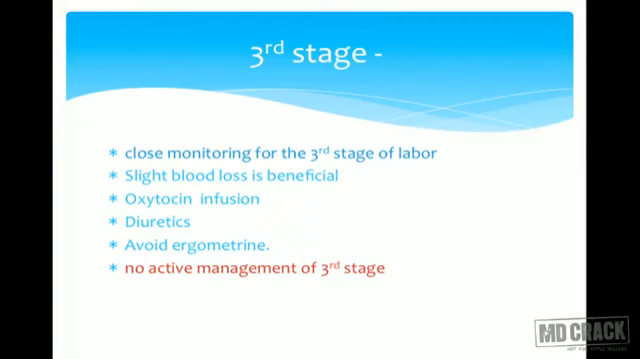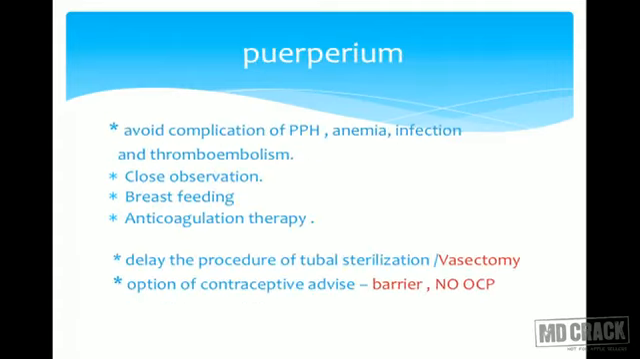Slight blood loss which occurs normally is beneficial for a cardiac disease patient. Oxytocin can be given as the oxytocic drug. Diuretics if required. Avoid ergometrine totally, and no active management again. In the puerperium, we have to be extra careful. We should avoid PPH, anemia, infection and thromboembolism. Close observation is a must. Breastfeeding is not contraindicated.